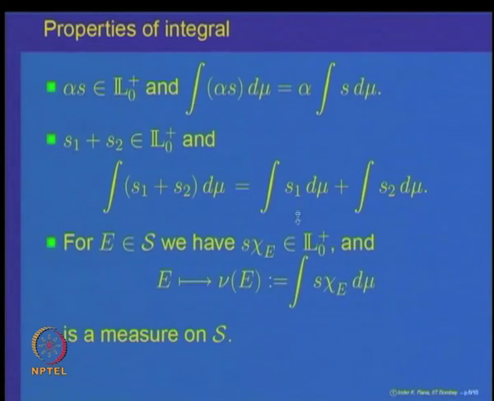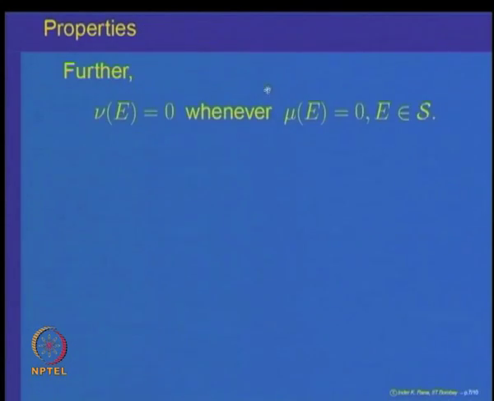So, we have proved this property also: that for a set E in S, the integral of s times the indicator function of E, where s is a non-negative simple measurable function, if denoted by nu of E, then nu of E is a measure as E varies over measurable sets. And this measure has a very nice property, that nu of E is 0 whenever mu of E is 0. So, let us just check that property again.